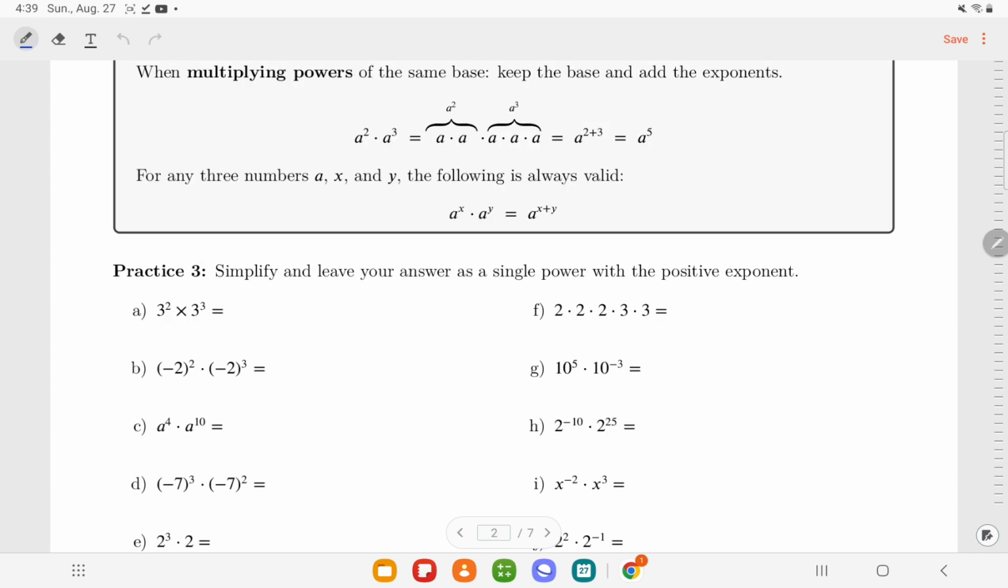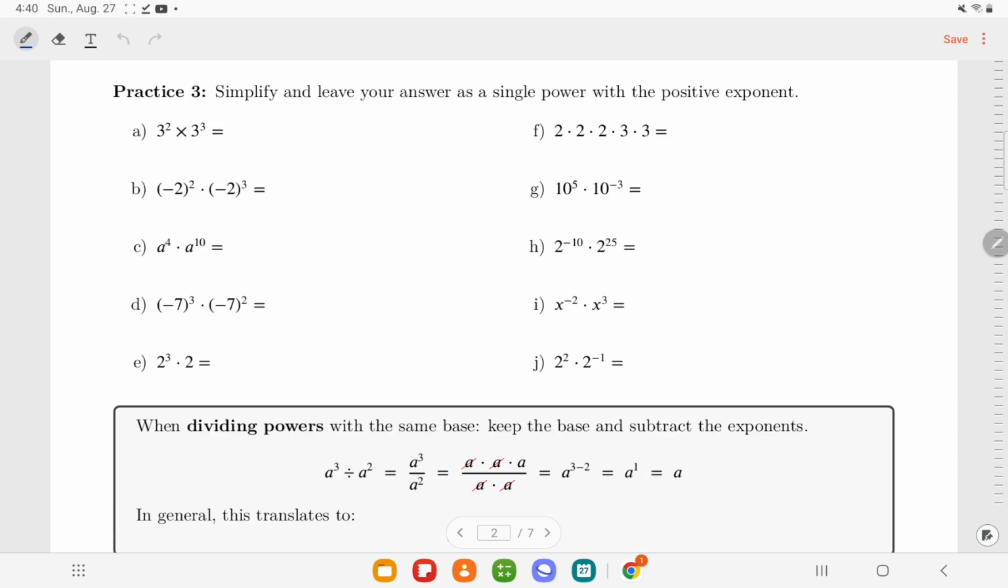Next, we're going to multiply powers. A squared times A cubed we can rewrite as A times A times A times A times A. So we multiply A 5 times. This is our answer, A to exponent 5. And that's where the rule keep the base, add the exponents comes from. We keep the base A and we add the exponents. 2 plus 3 is 5.